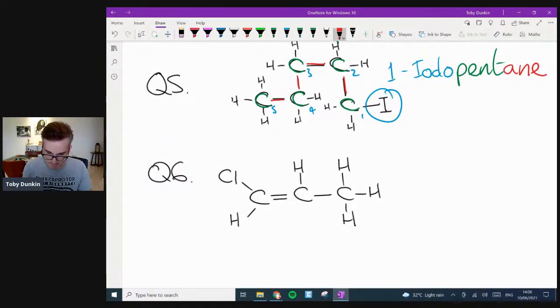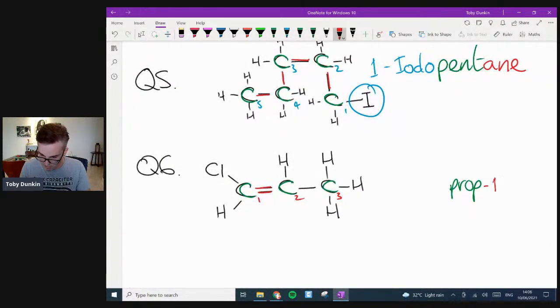So this one, step number 1, longest chain. 1, 2, 3. This is based on prop. Ane or ene? It is an ene. And we're going to count it from that direction, make the numbers as low as possible. Prop-1-ene, not that you really need it. And this one is a chloro group, also on carbon number 1. 1-chloroprop-1-ene. You don't actually need the 1-ene, but I love that Julius did it as well.